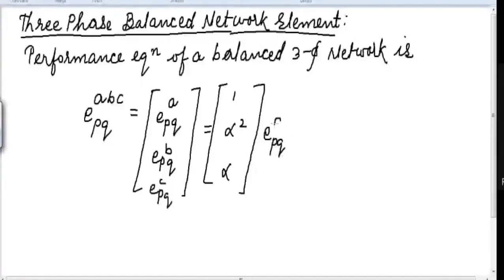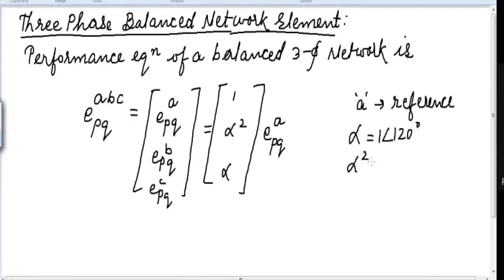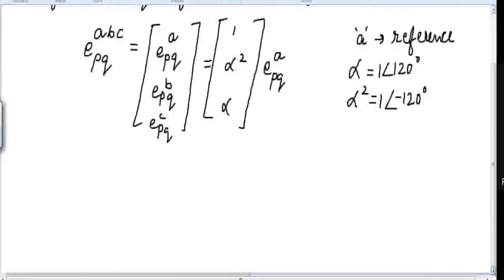And here we can write it in this way, EPQ ABC, if we are taking A as the reference phasor. So A is taken as reference, and you all know what is alpha. Alpha is equal to 1 at an angle 120 degree. So what will be alpha square? Alpha square will be equal to 1 at an angle minus 120 degree. So this we have already studied in EPS2. So this will be the case if we take the impedance form. So this equation corresponds to the impedance form.